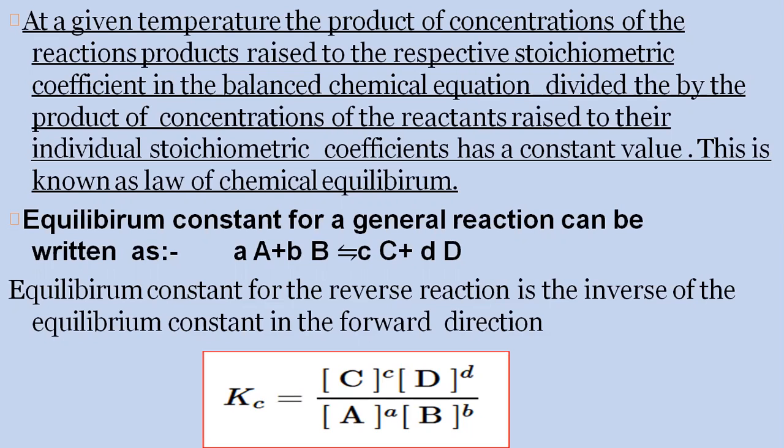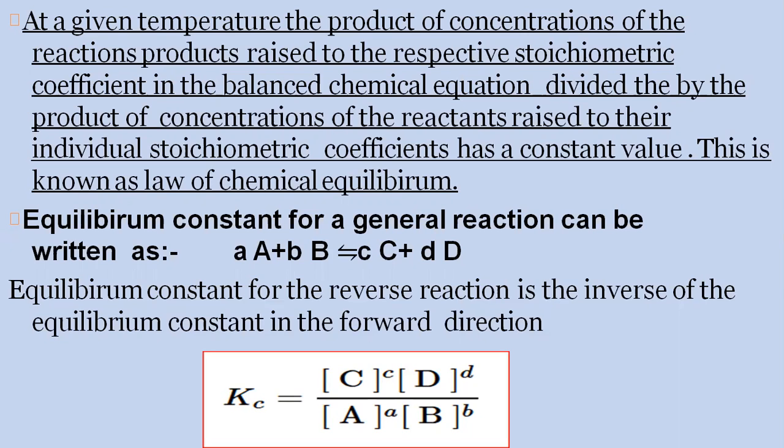Okay, so we know that the formula of Kc is the concentration of products over the concentration of reactants: [C] to the power c, [D] to the power d, divided by [A] to the power a and [B] to the power b.